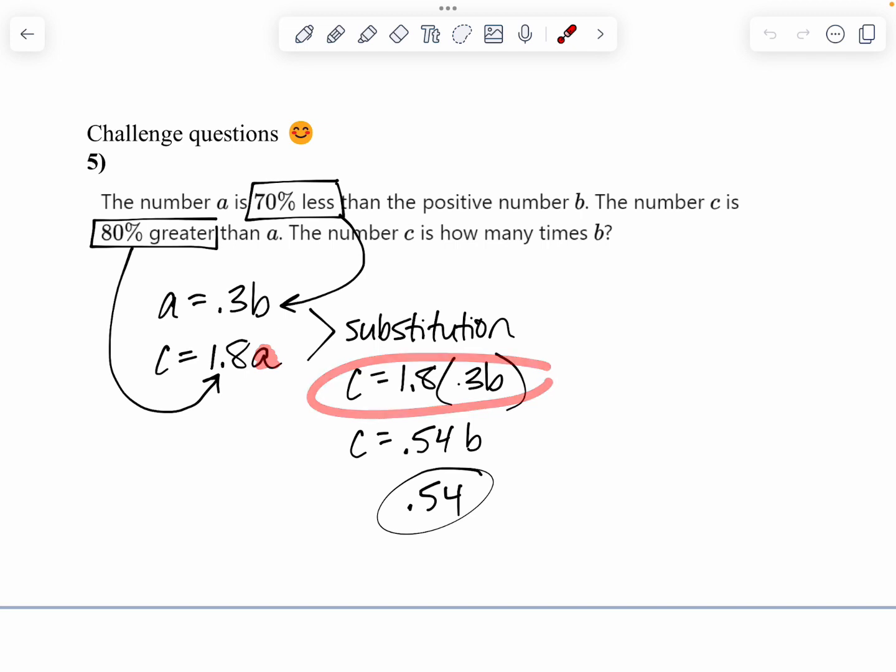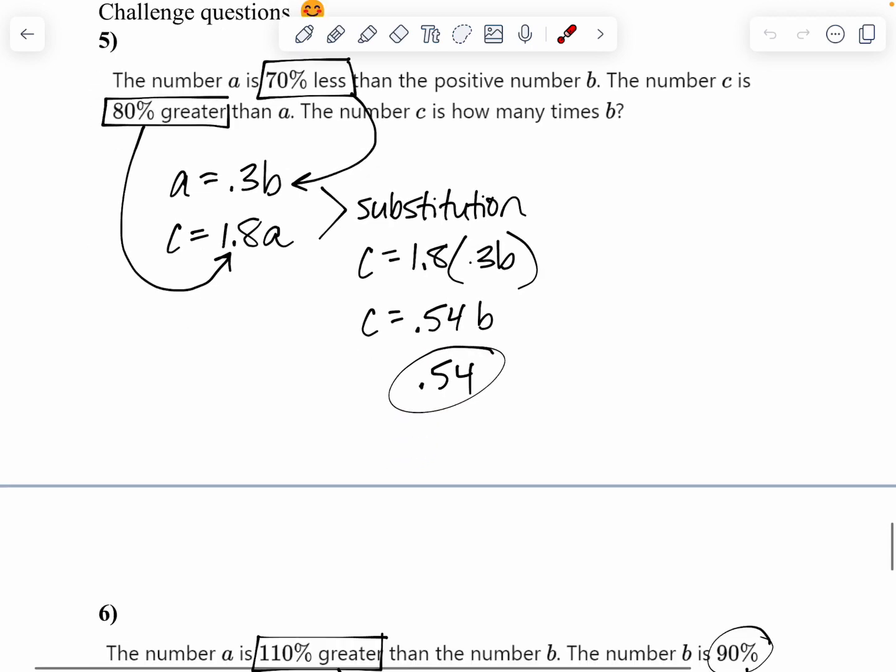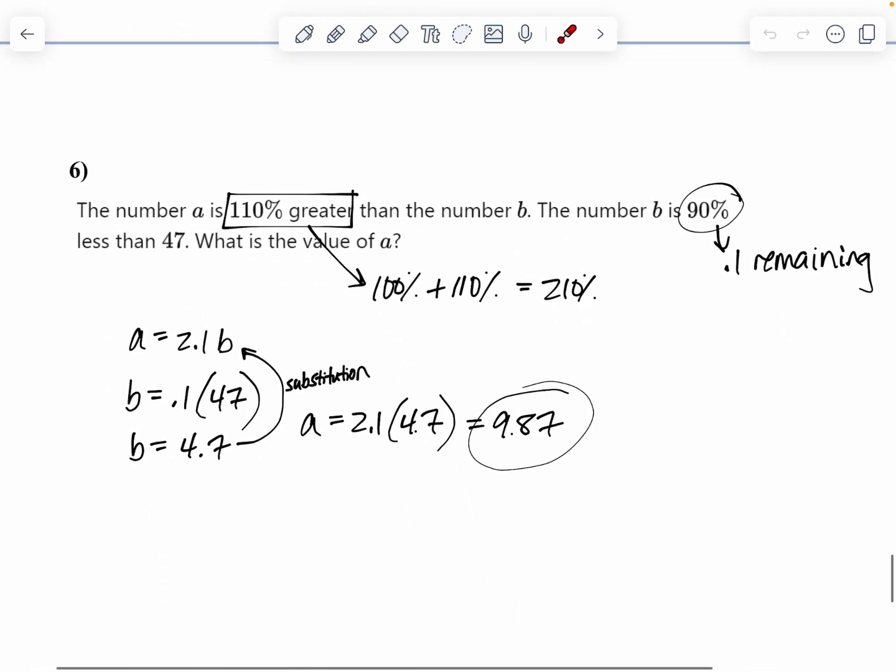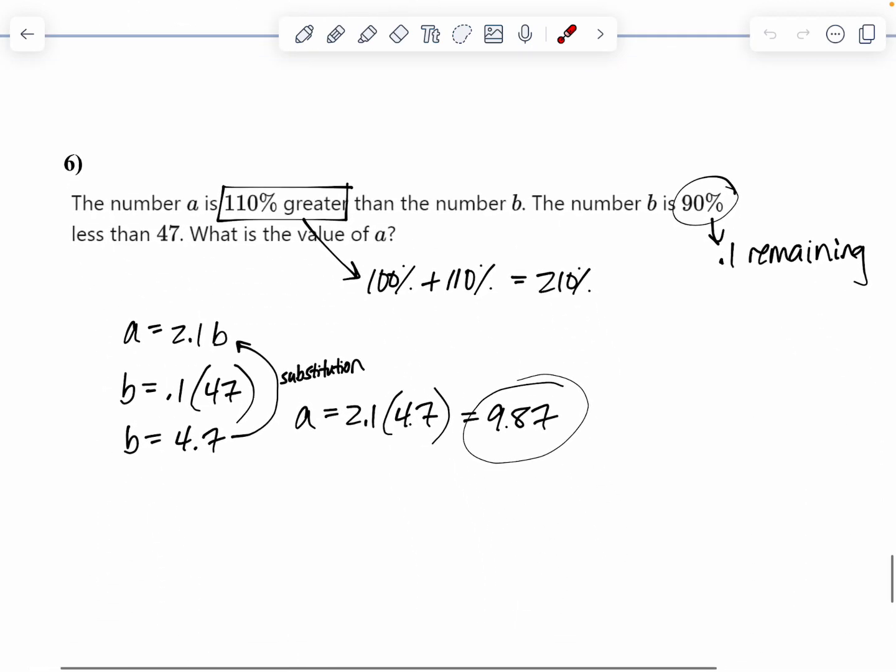And you just multiply them together. It's asking, number C is how many times B? It looks like I have C equals 0.54B, so the answer is 0.54. How many times do you have to multiply B to get C? 0.54. This is a question where you would have a box to type in, and you would just type 0.54. Not multiple choice.